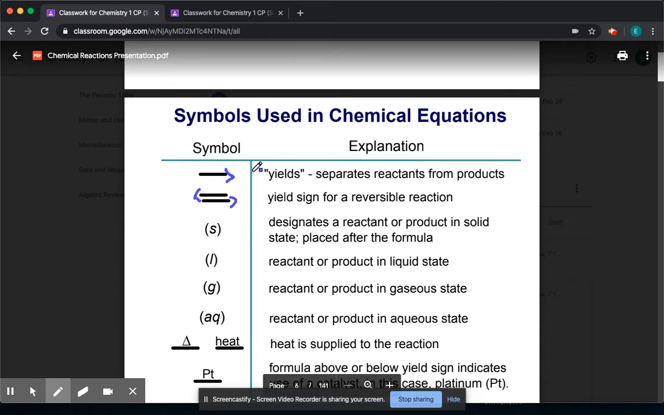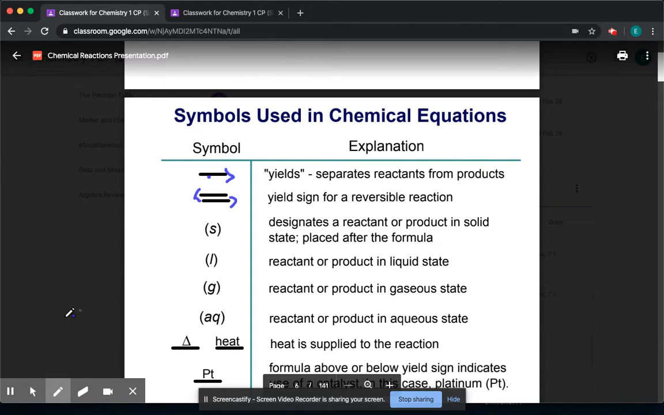But making a sandwich would be reversible. Let's say you put a slice of cheese on the sandwich. You could take the slice of cheese off. You can go back and forth. In that case, you would use the double arrow. If you can go back and forth, you use the double arrow. So that's what it means to be reversible. If it only goes one way, you use one arrow. If it goes both ways, you use two arrows.